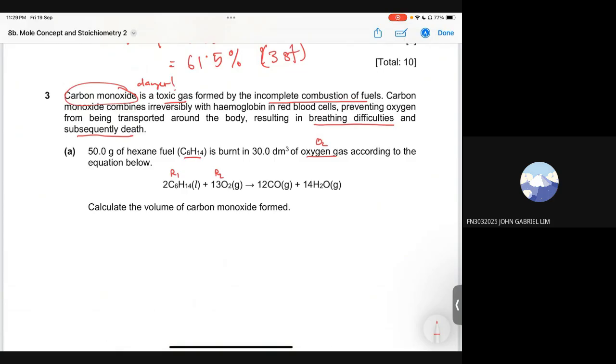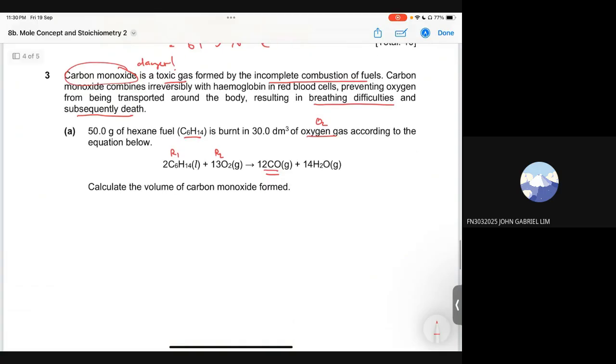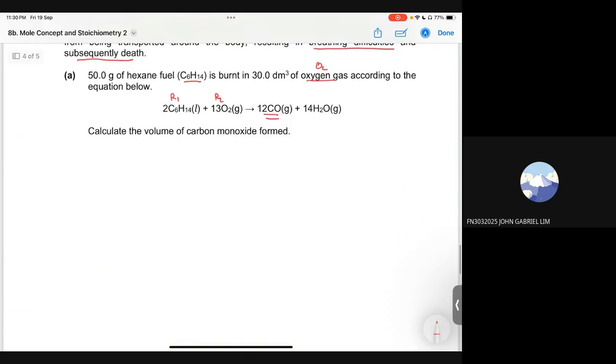How to find the volume of carbon monoxide formed? Which reactant should I use? Once you ask which reactant should I use, at this point we need to find out what is the limiting reactant. Whenever you do not know which reactant to start from, that means you need to find out which is the limiting reactant. So we're going to do what we did on the top there.